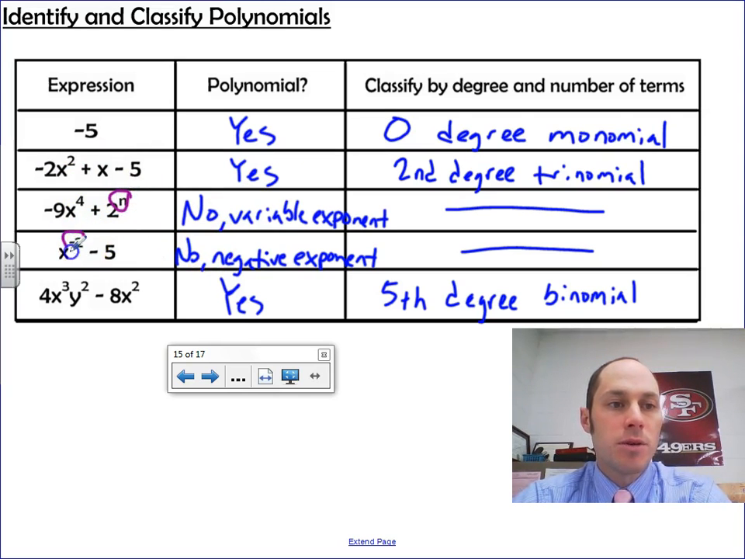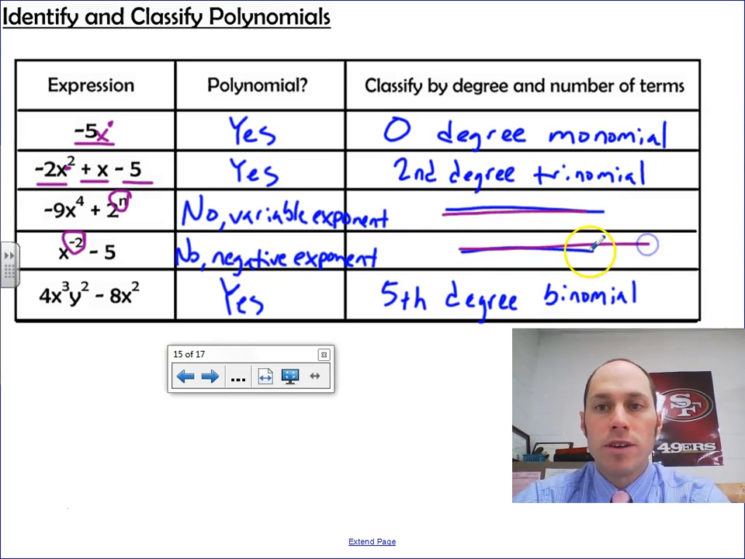This one has a negative exponent, so it's not a polynomial. And the final one is a 0 degree monomial, because remember, it's like times x to the 0. It's just one term. Second degree: the largest exponent is 2, and we have 3 terms. We don't classify these because they're not polynomials.